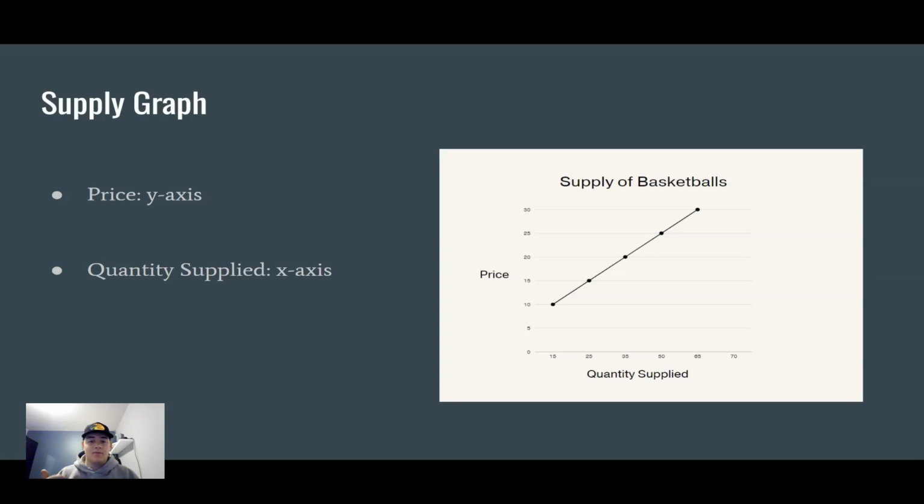Take this graph, the supply of basketballs, for example. When the price is $10, the manufacturer will only want to sell 15, but as the price increases, so does the quantity the manufacturer wants to sell. This change in price shows a shift along the supply curve, following the quantity supplied for each price. But there can also be other factors that shift the supply curve.